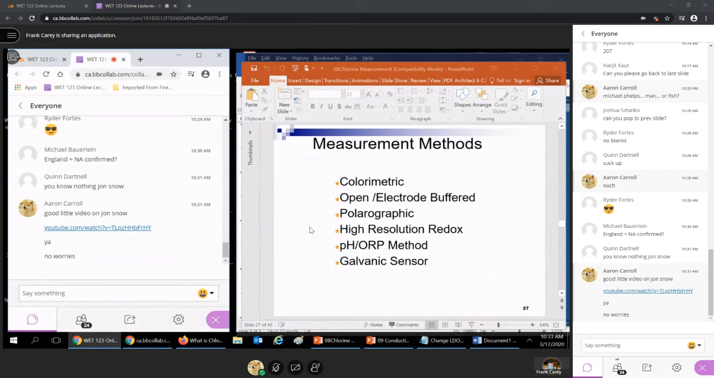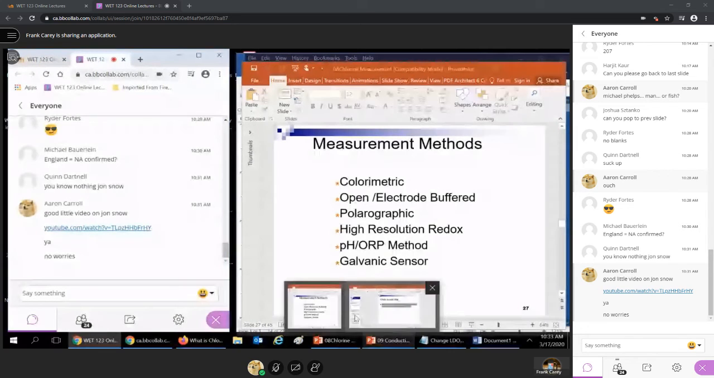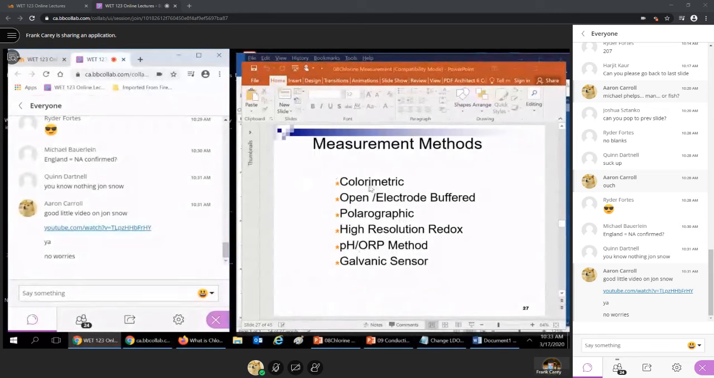But we are going to talk about the measurement methods. I do want to try to do conductivity. It's a very short lecture. So measurement methods. We are going to be talking about colorimeters, which everybody knows about. Polarographic, which we learned about in the previous lecture. Galvanic, which we learned about in the previous lecture.